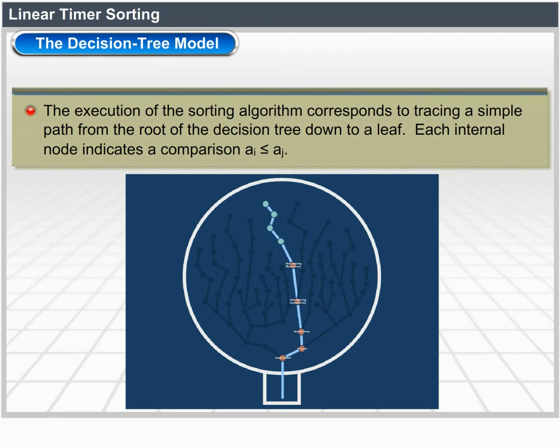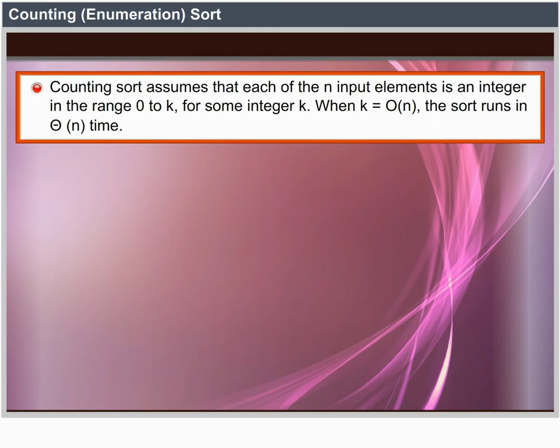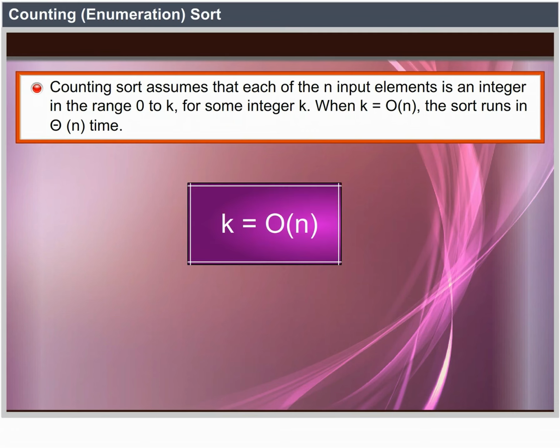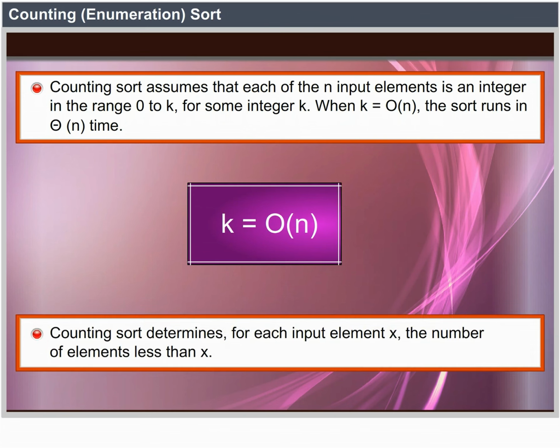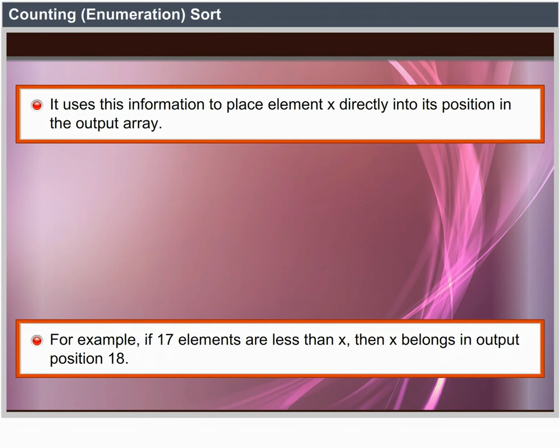Counting or enumeration sort. Counting sort assumes that each of the n input elements is an integer in the range 0 to k for some integer k. When k equals O(n), the sort runs in Θ(n) time. Counting sort determines for each input element x the number of elements less than x. It uses this information to place element x directly into its position in the output array. For example, if 17 elements are less than x, then x belongs in output position 18.